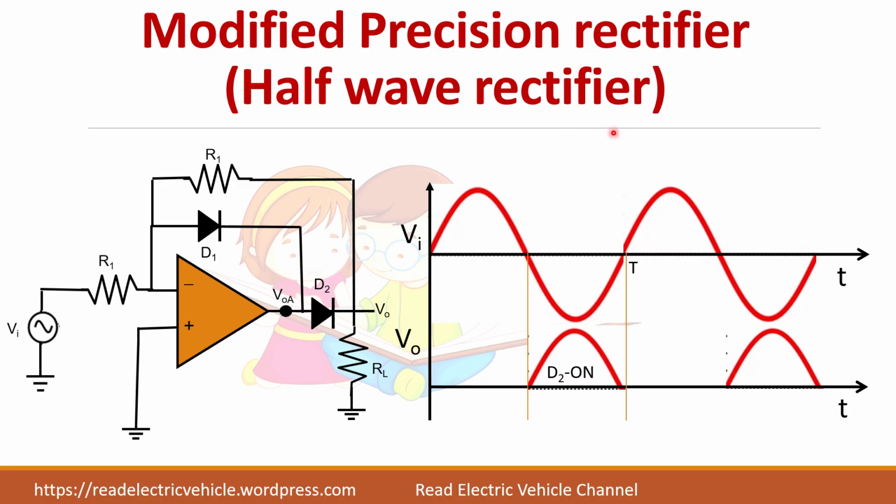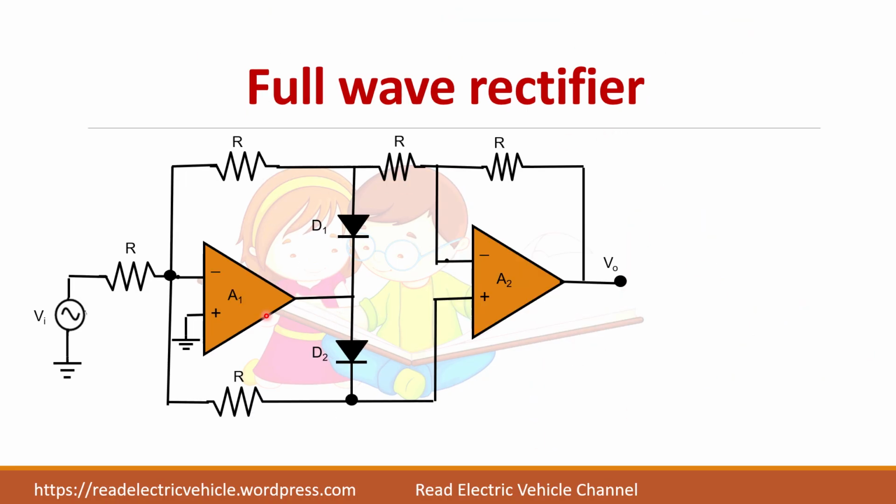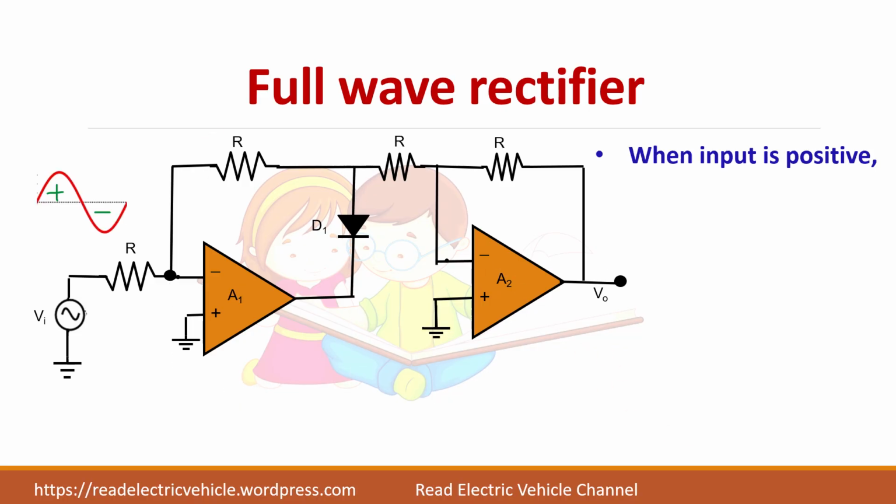Next we will see about the full wave rectifier, because in most applications we use a full wave rectifier rather than a half wave rectifier. So how do we get a full wave rectifier? You need two op amps for this and two diodes will be used. So let us see the operation.